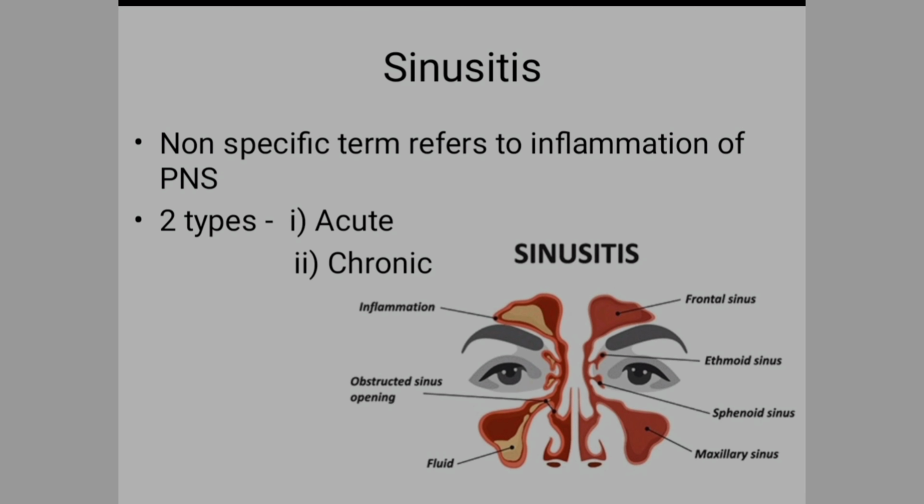What is sinusitis? It is a non-specific term that refers to inflammation of the paranasal air sinuses. Remember, -itis means inflammation or swelling. So now let's briefly review the anatomy of the paranasal air sinuses.